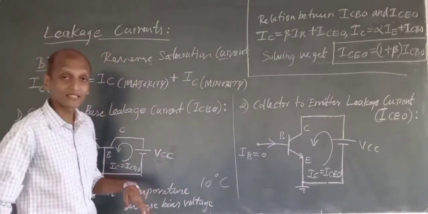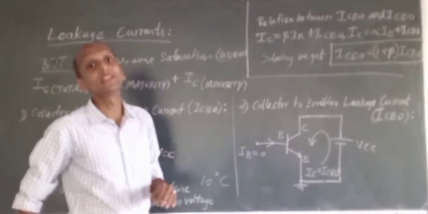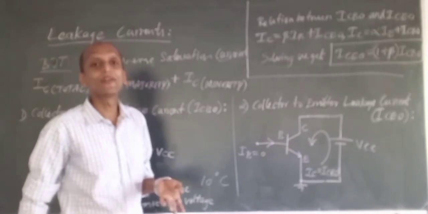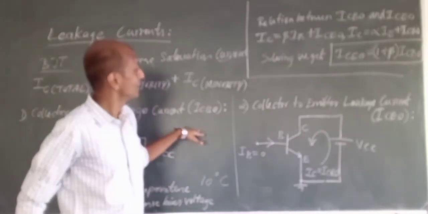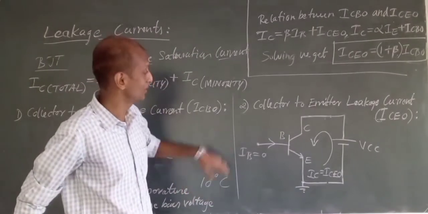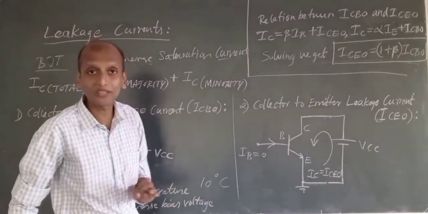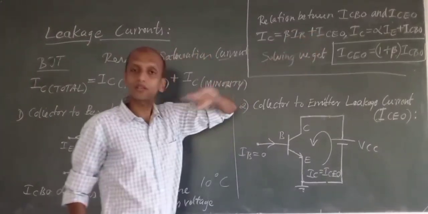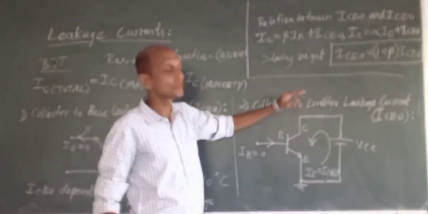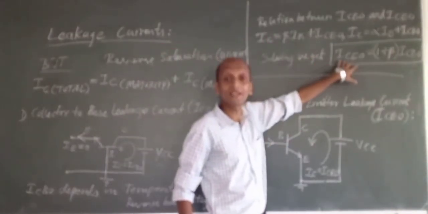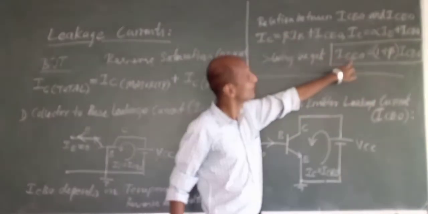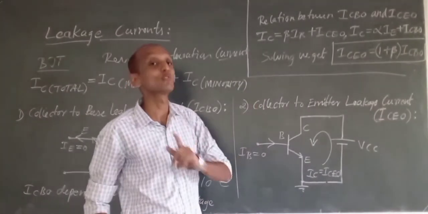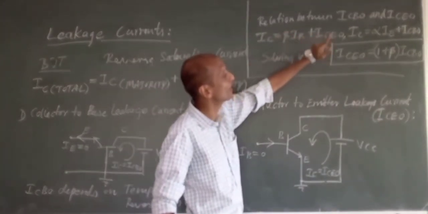These two leakage currents are very important. They may ask you to define, or to list the leakage currents. Two different leakage currents, they may ask you to list for 2 marks. Otherwise, you may get the relation to write. They will be asking you to write the relationship between ICEO and ICBO for 1 mark.